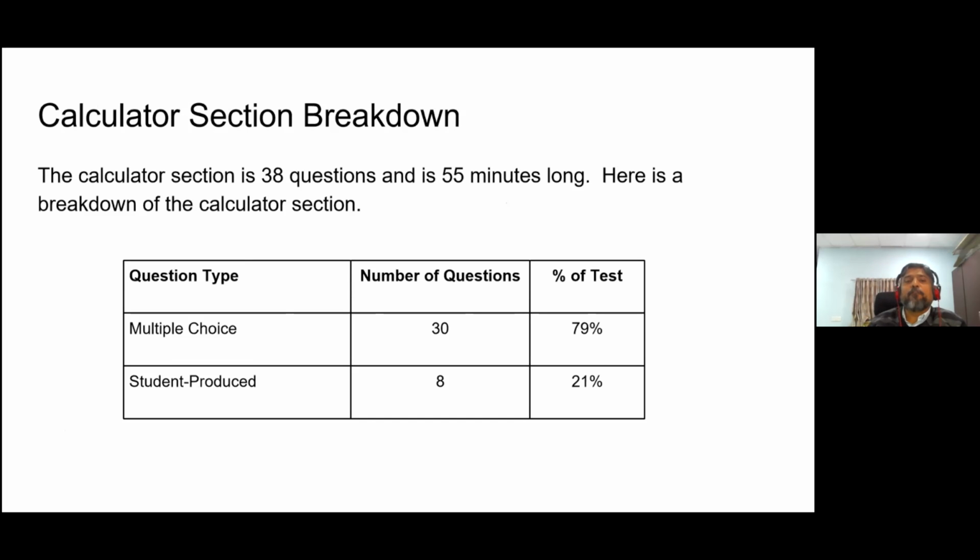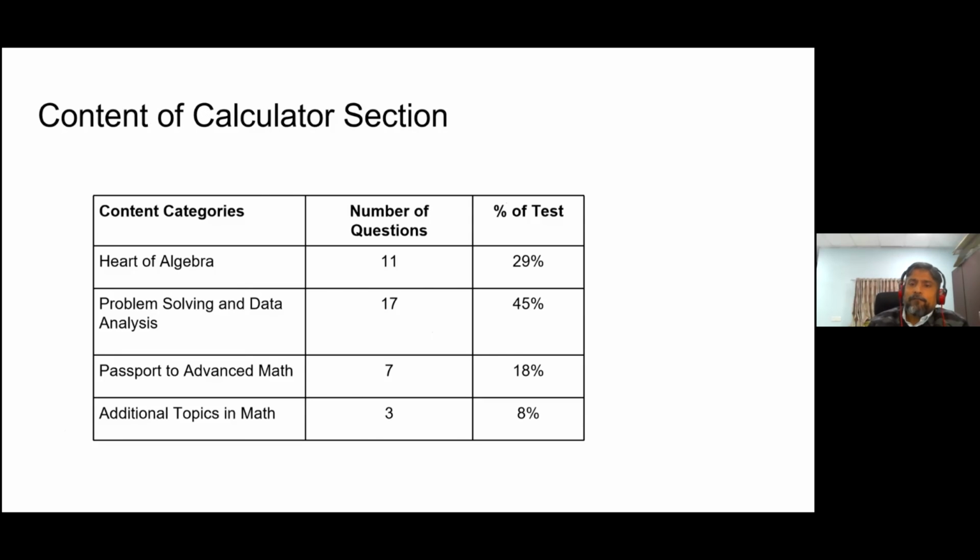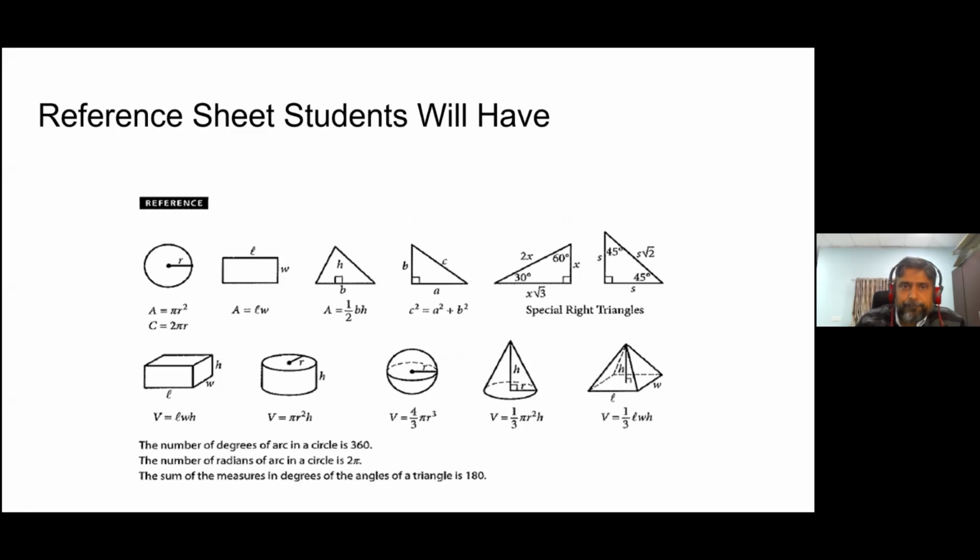This is your section 4 of the test, 38 questions, 55 minutes. So 30 questions would be MCQs, 8 questions would be grid-ins. Of those questions, you can see that we have almost every unit covered here: 11 Heart of Algebra, 17 problem solving, 7 Passport to Advanced Math, and 3 additional topics. So that is the breakup of questions in section 4 topic wise.